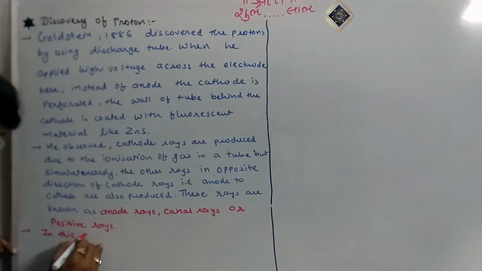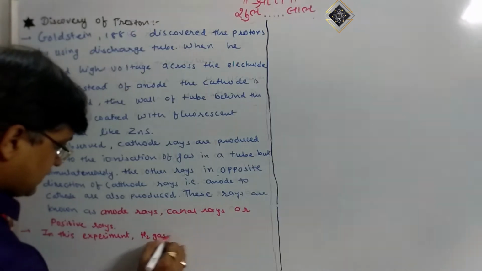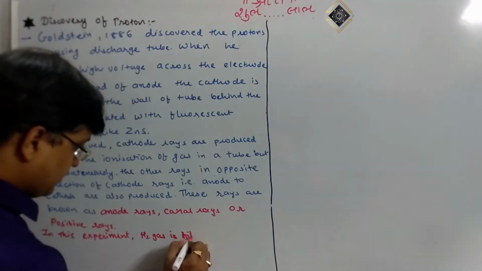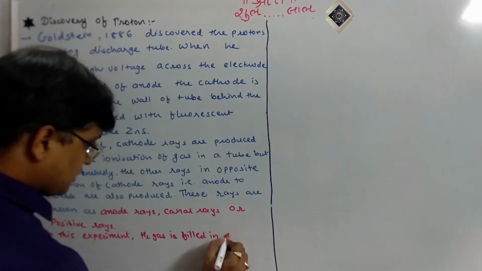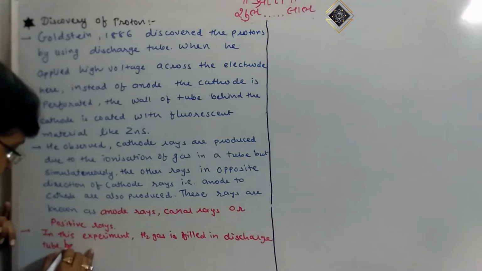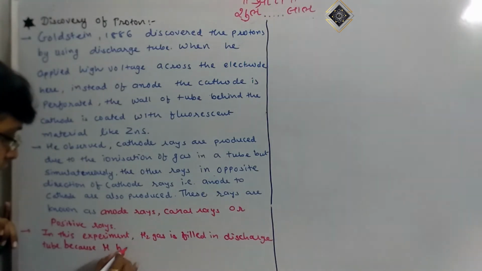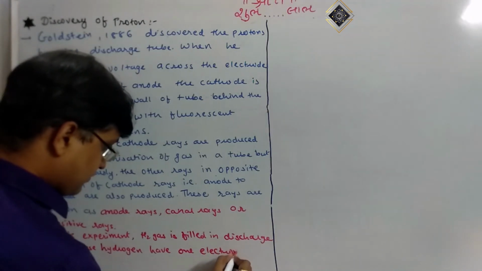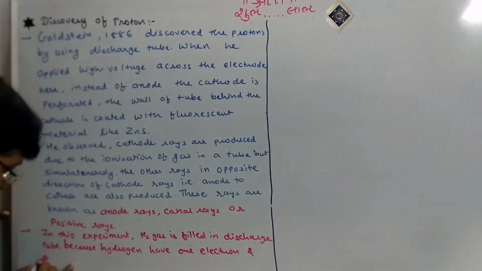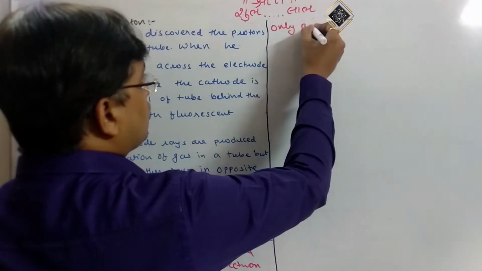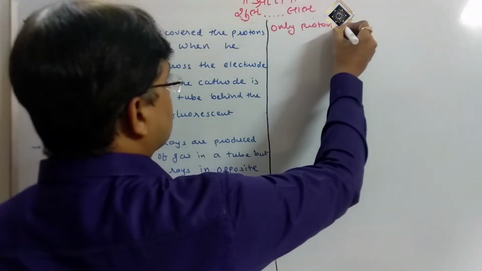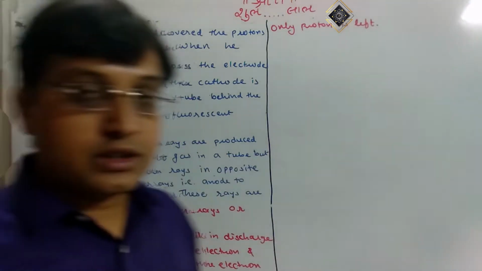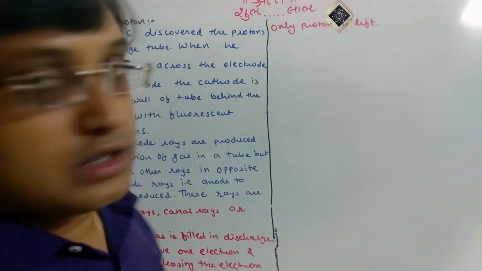In this experiment, hydrogen gas is filled in the discharge tube, because hydrogen has one electron and one proton only. Only the proton is left. I am showing this whole process in a diagram.